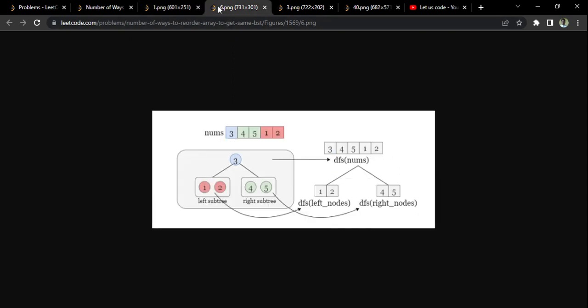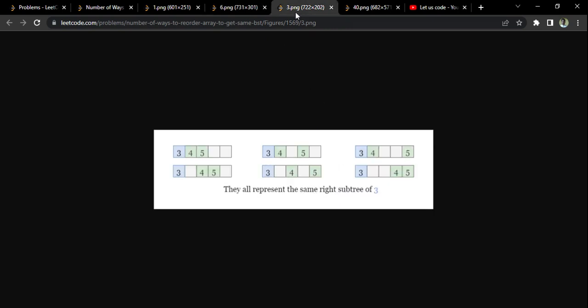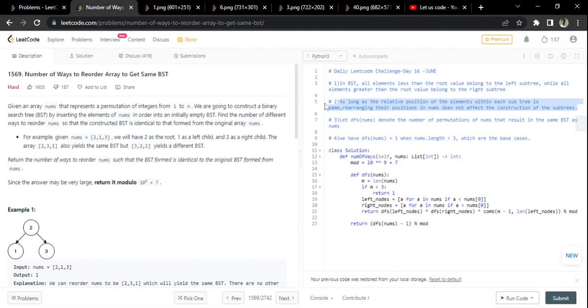Now come to the second picture. What we have defined as DFS is basically the different combinations possible for the given nums array. That is the basic idea. Then we are dividing into a left and right subtree, and then we are running the DFS again on the left and right subtree. That is the basic idea. We'll see that now. But coming to this, see what I've explained to you at this point. Please read it again. Now I'm going to explain how it works.